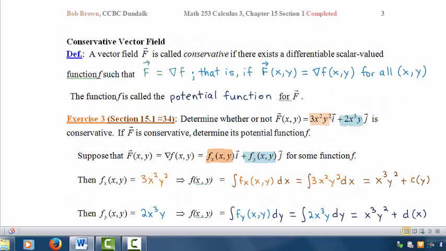On the top of page 3, we have the following definition. A vector field, capital F, is called conservative if there exists a differentiable scalar valued function, lowercase f, such that the gradient of lowercase f equals the vector field F. If such a function lowercase f is found, whose gradient is capital F, the vector field, then lowercase f is called the potential function for capital F.